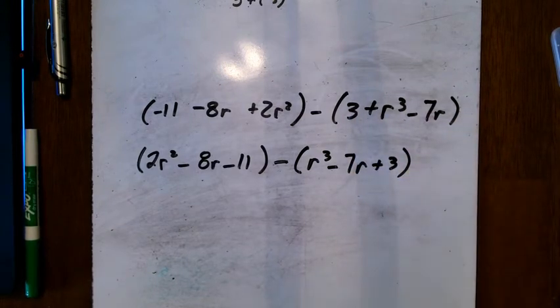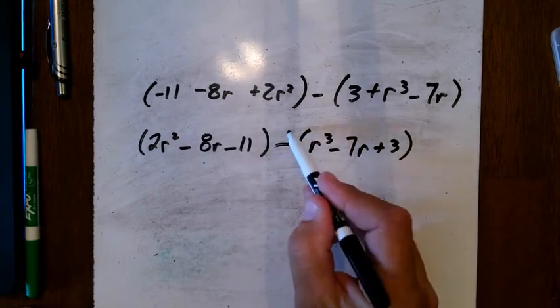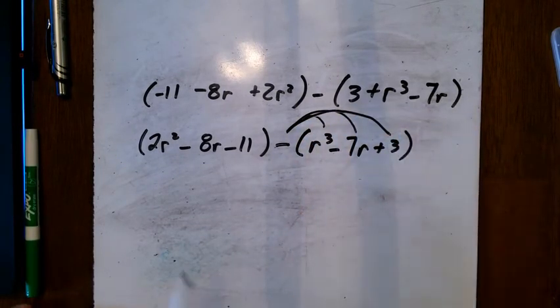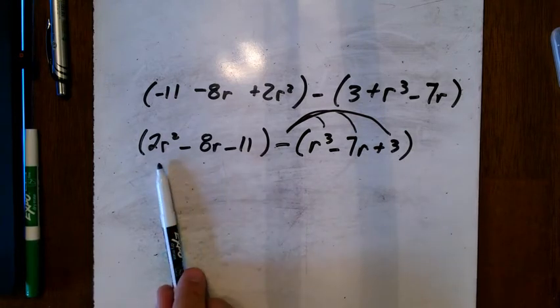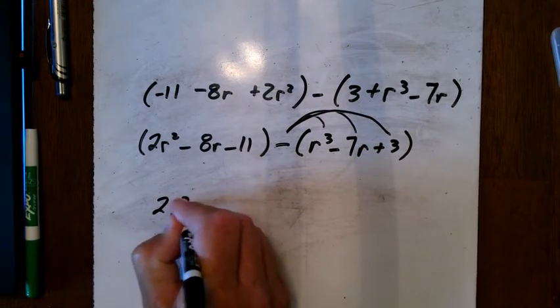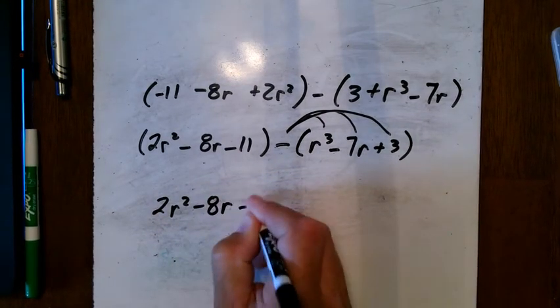Okay. So now I can distribute my negative. Everything's in standard form. Being in standard form, I don't miss any when I'm combining like terms. So I'm just going to rewrite this one down below. 2r squared minus 8r minus 11.